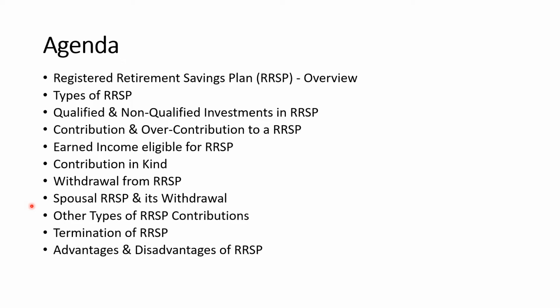We'll also talk about a very important tax planning aspect of RRSP, which is called spousal RRSP, and withdrawal guidelines from spousal RRSP. Thereafter, we'll talk about what the other types of RRSP contribution options available to investors are, and what the circumstances are under which RRSP can be terminated. And lastly, we'll talk about the advantages and disadvantages of RRSP.